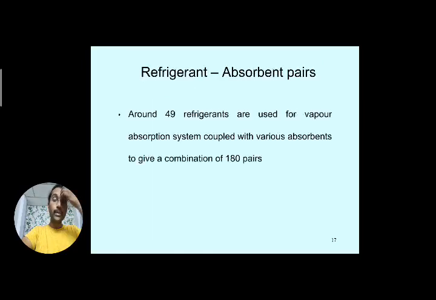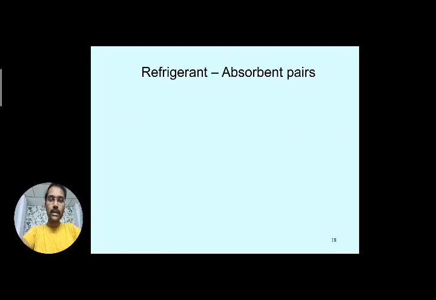So different pairs can be maintained here. Here you can see around 49 refrigerants are used for vapor absorption systems, coupled with various absorbents to give a combination of 180 pairs. The number of refrigerants present may be inorganic, organic, or some Freon groups. So different refrigerants, along with the combination of the absorbents, give a combination of 180 pairs like that.